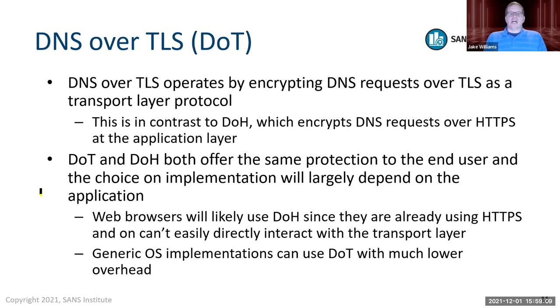DNS over TLS operates by encrypting DNS requests over TLS as a transport layer protocol. People have tons of confusion about this. By the way, too, this may be the biggest thing you walk out of the webcast with today, right? Understanding the delta between these two. I'm bumping into CISOs that are like, no, DNS over TLS is better. I'm like, there's no better, right?